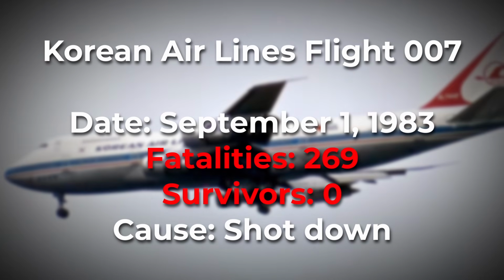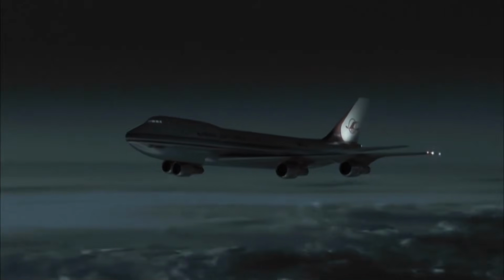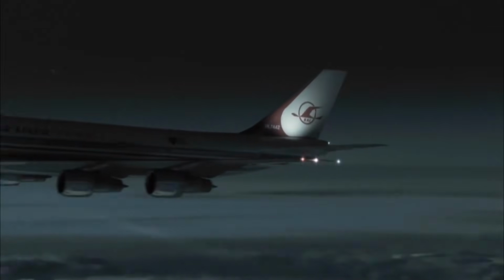The Boeing 747 was shot down by Soviet air forces after a navigation error by the pilots. This happened over the Sea of Japan and led to 269 fatalities and no survivors.